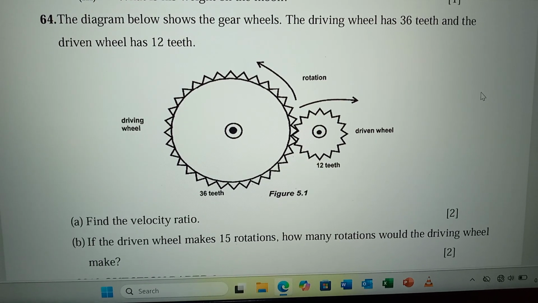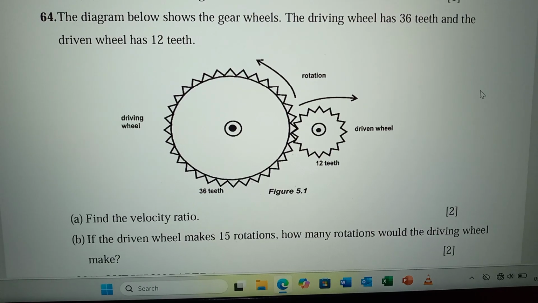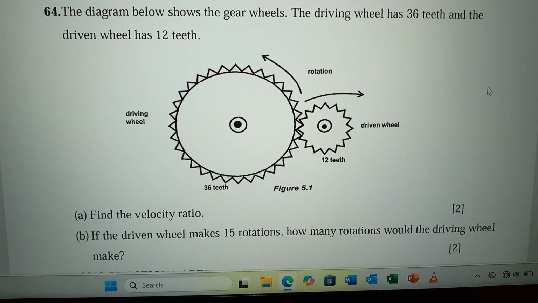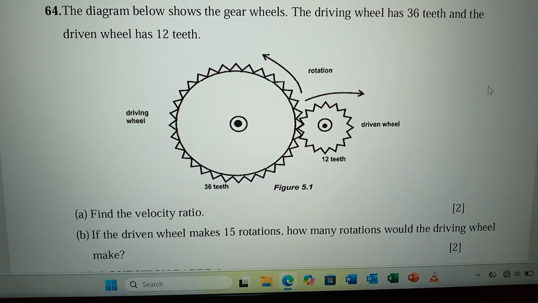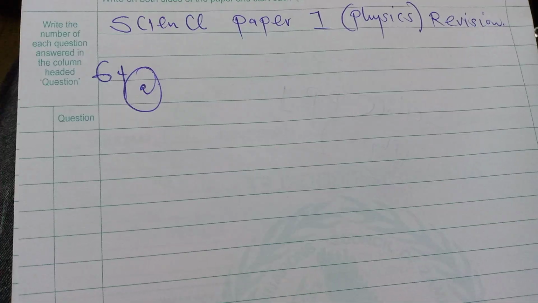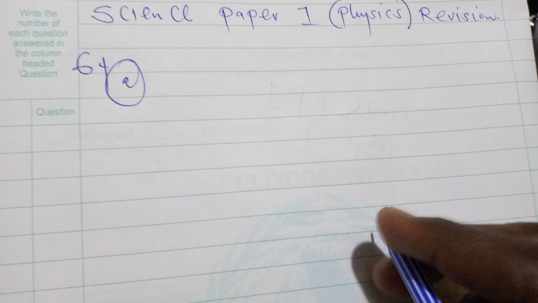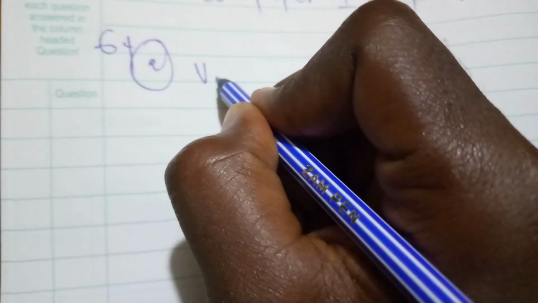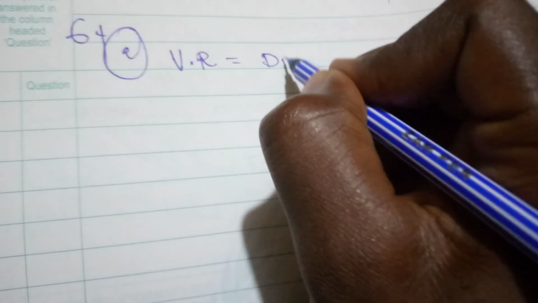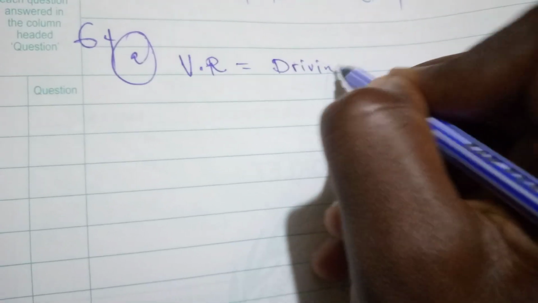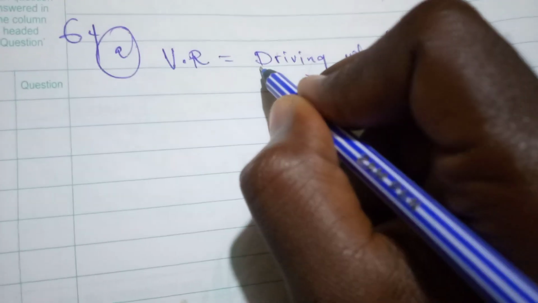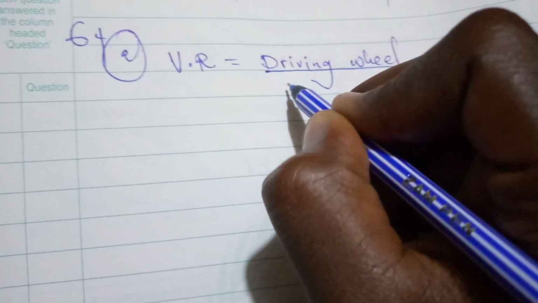Under this type of simple machine, what you should know is that the velocity ratio is calculated by dividing the driving wheel by the driven wheel. So we start. It's very important you indicate the formula. So velocity ratio is equal to driving wheel, you divide by driven wheel.